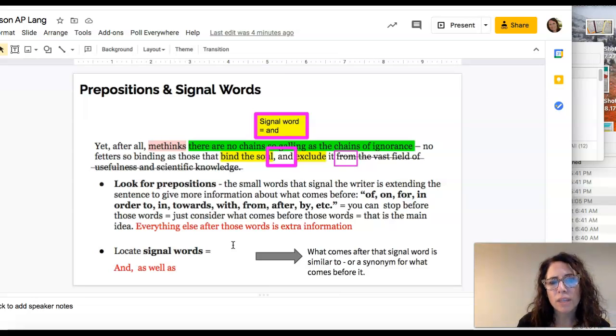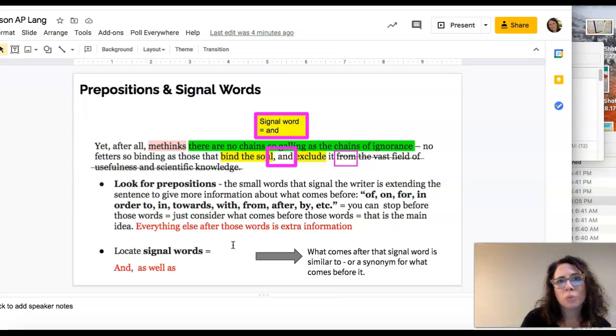So why are they important to understanding and to reading? Because if I can spot a preposition, I can chunk a sentence. I can say, all right, I'm going to stop reading before the preposition and just figure out what this first chunk is. And you've got to tell yourself, I know that all this after the preposition is just icing on the cake. It is more information. It's more detail. It's extending the thought.